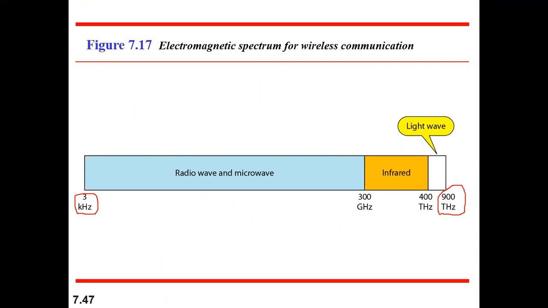All right. So normally radio waves frequency range from 3 kilohertz to 1 gigahertz. And then from 1 gigahertz to 300 gigahertz, that's the range for microwaves. And then from 300 to 400 terahertz, that's the range for infrared. All right, so these are some of the ranges of frequencies that are used for wireless communication.